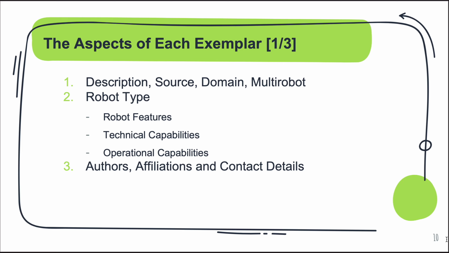First, a high-level description of the scenario, its environment, and the expected behavior, all in plain English. Then the source of the scenario, whether it comes from academia or industry, the application domain, such as healthcare or manufacturing, the number of robots in the system, meaning whether it's a single robot or multi-robot application, and description of robot features and their core hardware and software components and their specification, technical capabilities that are higher order capabilities enabled by robot features, and operational capabilities, which are conceptual concerns including cost, time, etc.